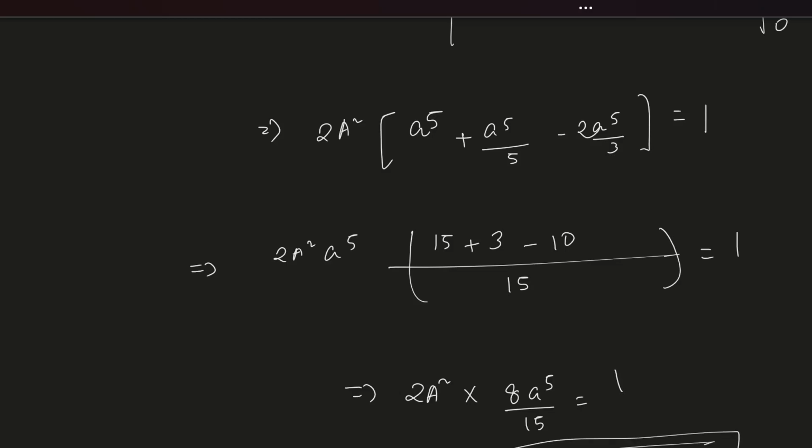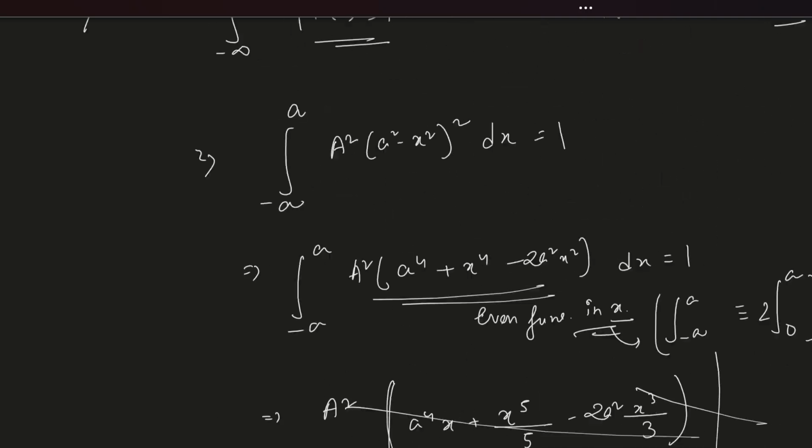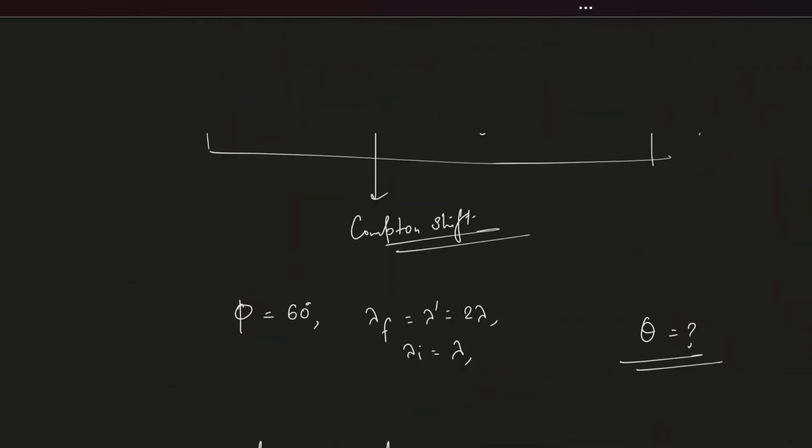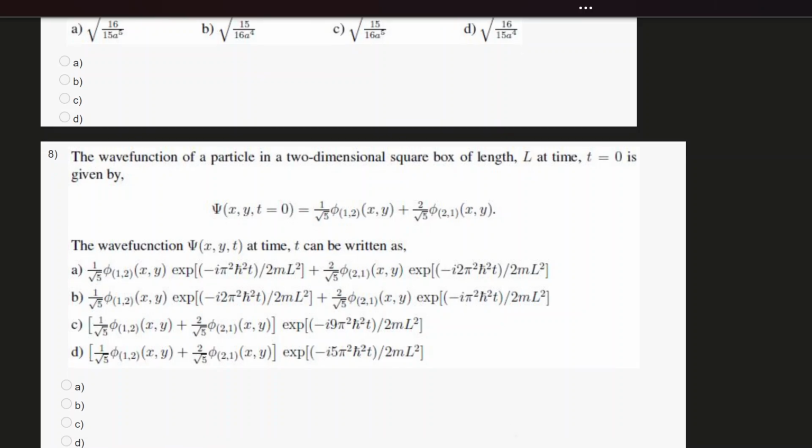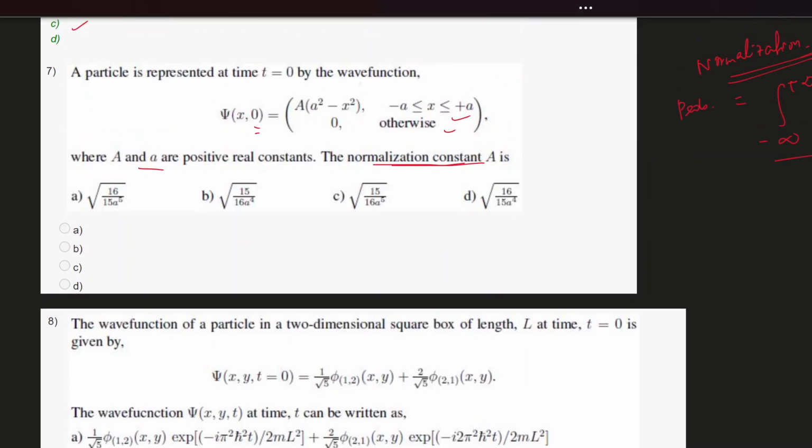So this is the normalization constant value, right? Let us check whether that is in the options. Yeah, that is in the option. So 15 by 16 to the power 5 is this, right? So this is the problem. Option C is the correct answer.